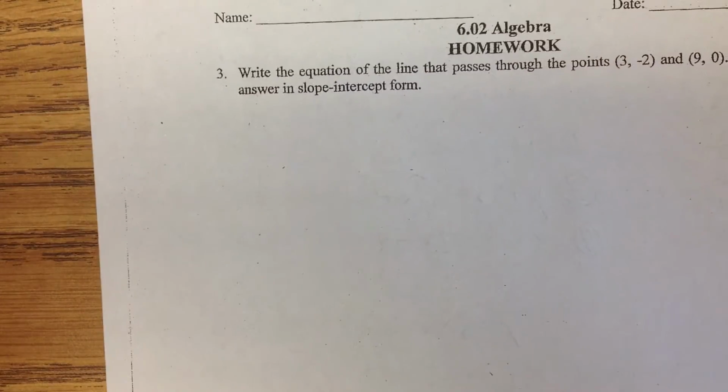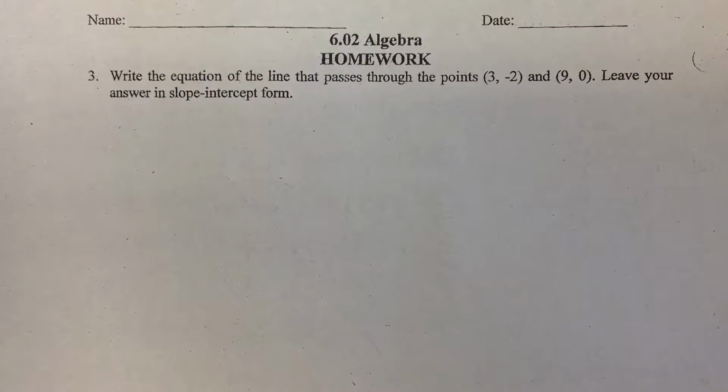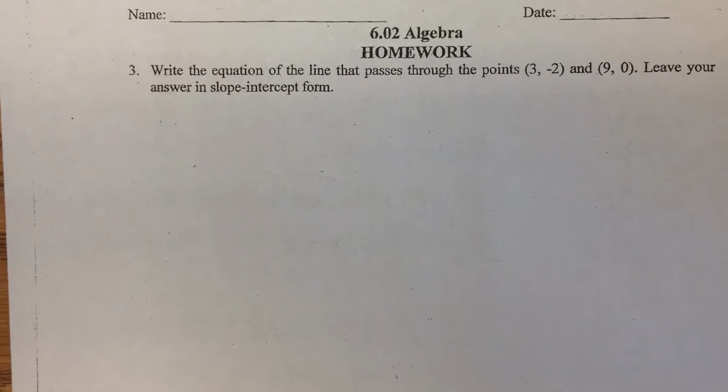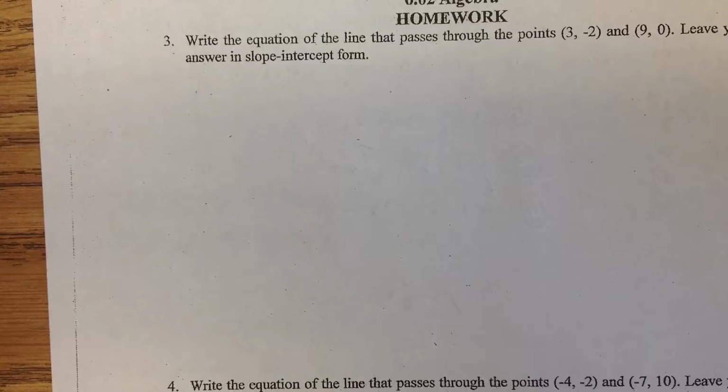All right, so flipping over to the back. Write the equation of a line that passes through the points (3, -2) and (9, 0). Leave your answer in slope-intercept form. All right, so what's different about this problem is they're not giving us the slope.